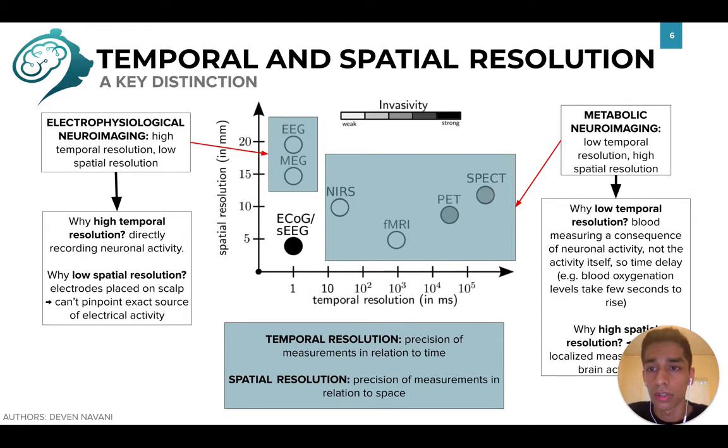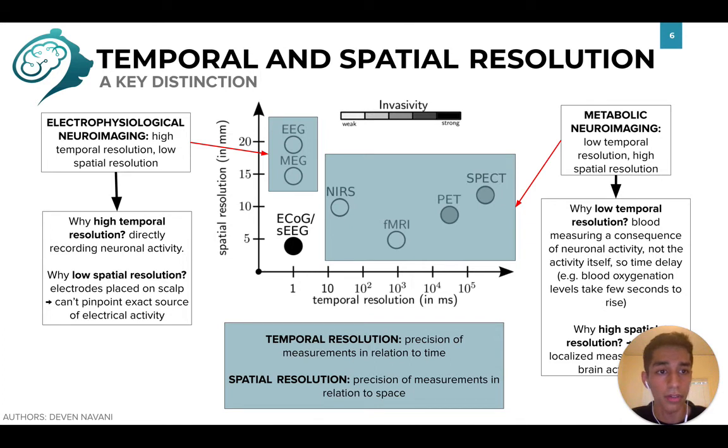However, electrophysiological neuroimaging techniques have low spatial resolution. That's because electrodes are placed on the scalp, which means it's difficult to pinpoint exactly where the electrical activity is coming from. Each electrode placed on the scalp is recording the sum of electric fields for hundreds and thousands of neurons. However, on the bright side, we have high temporal resolution because we are directly recording neuronal activity.